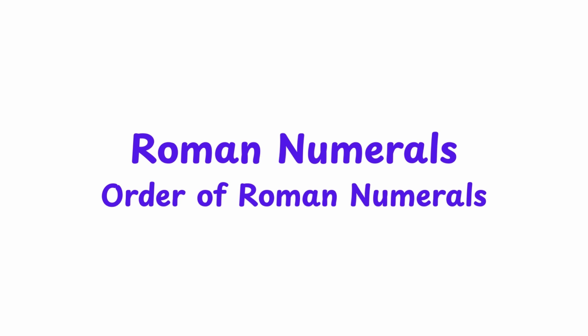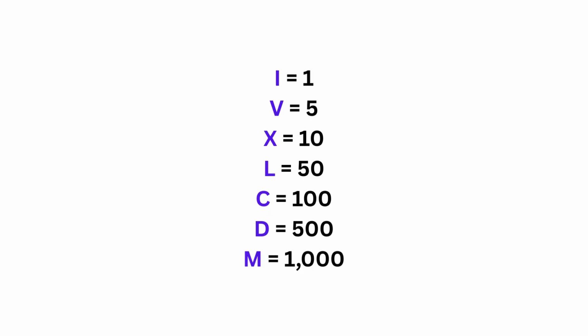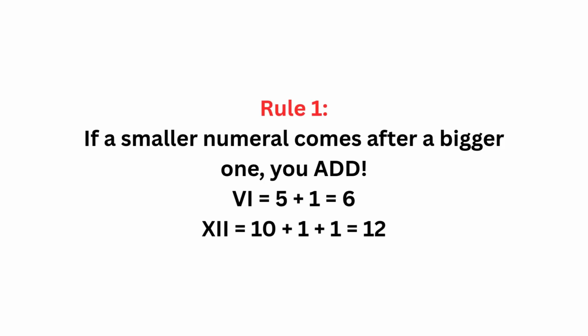Still on Roman numerals. In this video, we'll be talking about how to order Roman numerals and how to interpret the arrangements to get their values. Remember the basic Roman numeral symbols. I equals 1, V equals 5, X equals 10, L equals 50, C equals 100, D equals 500, M equals 1000.